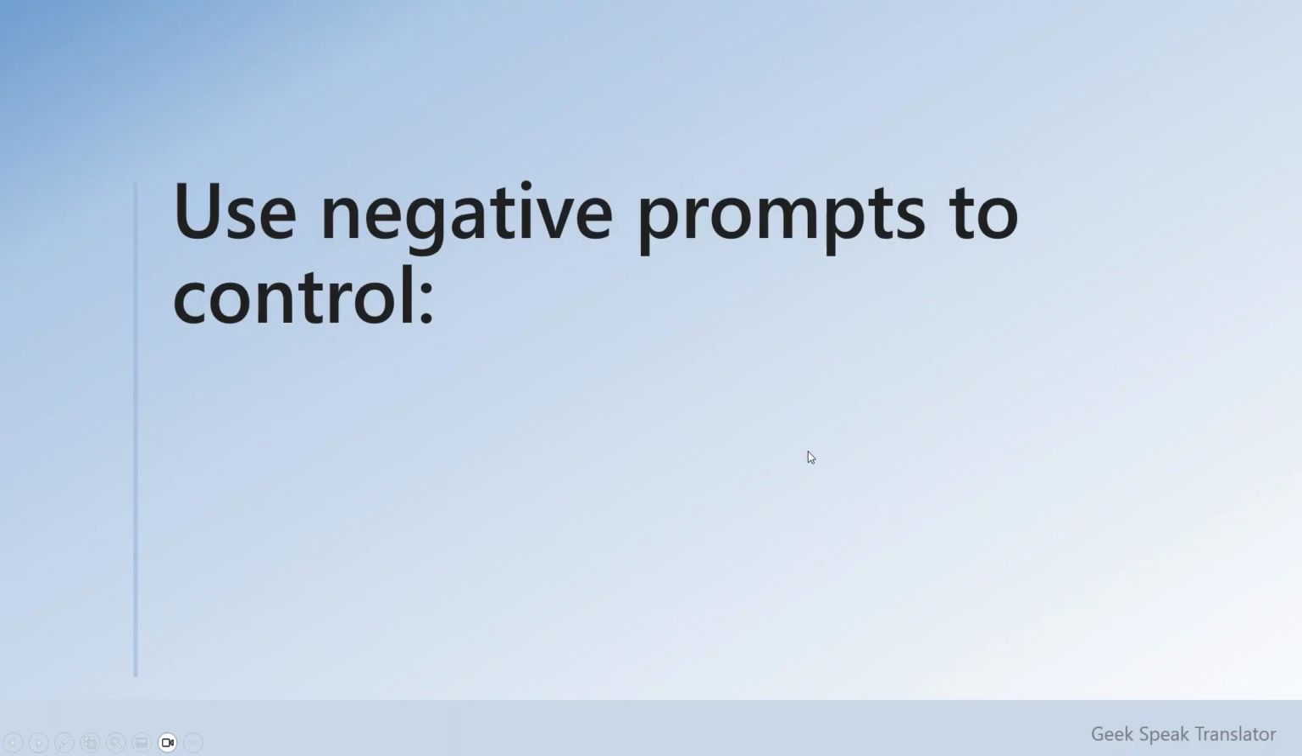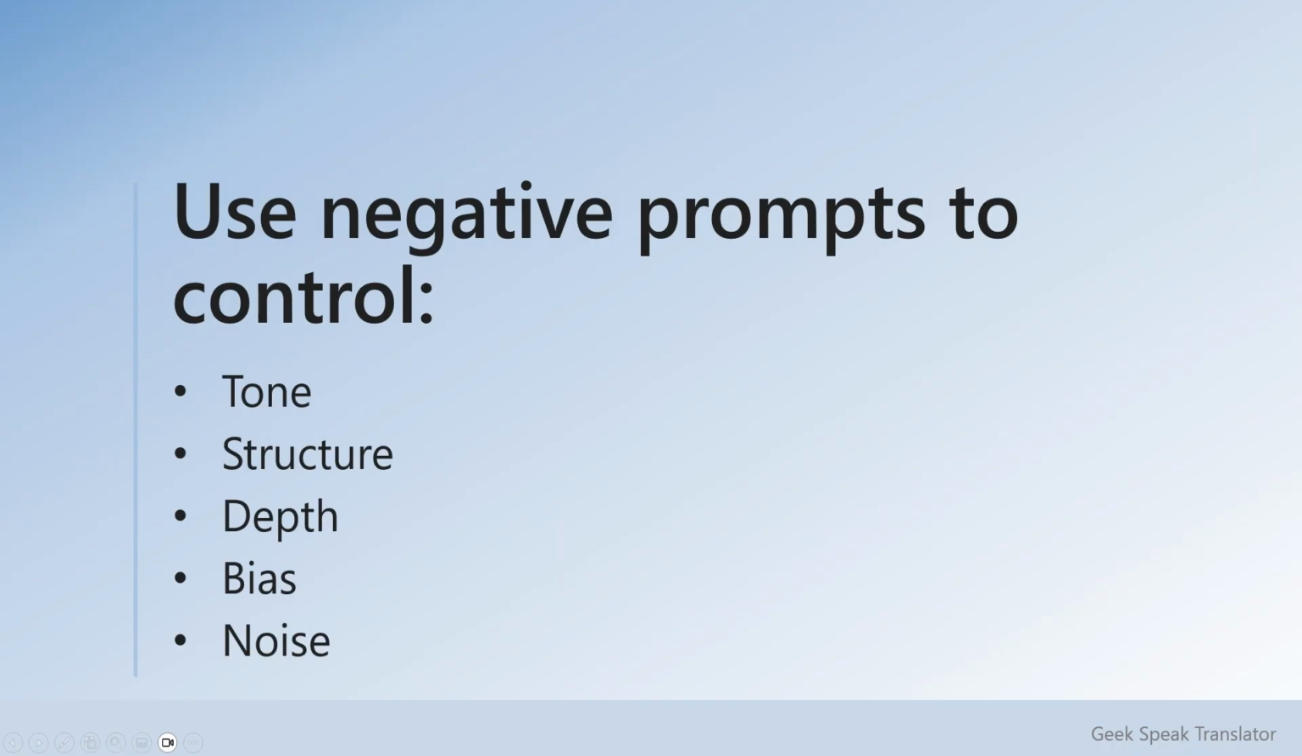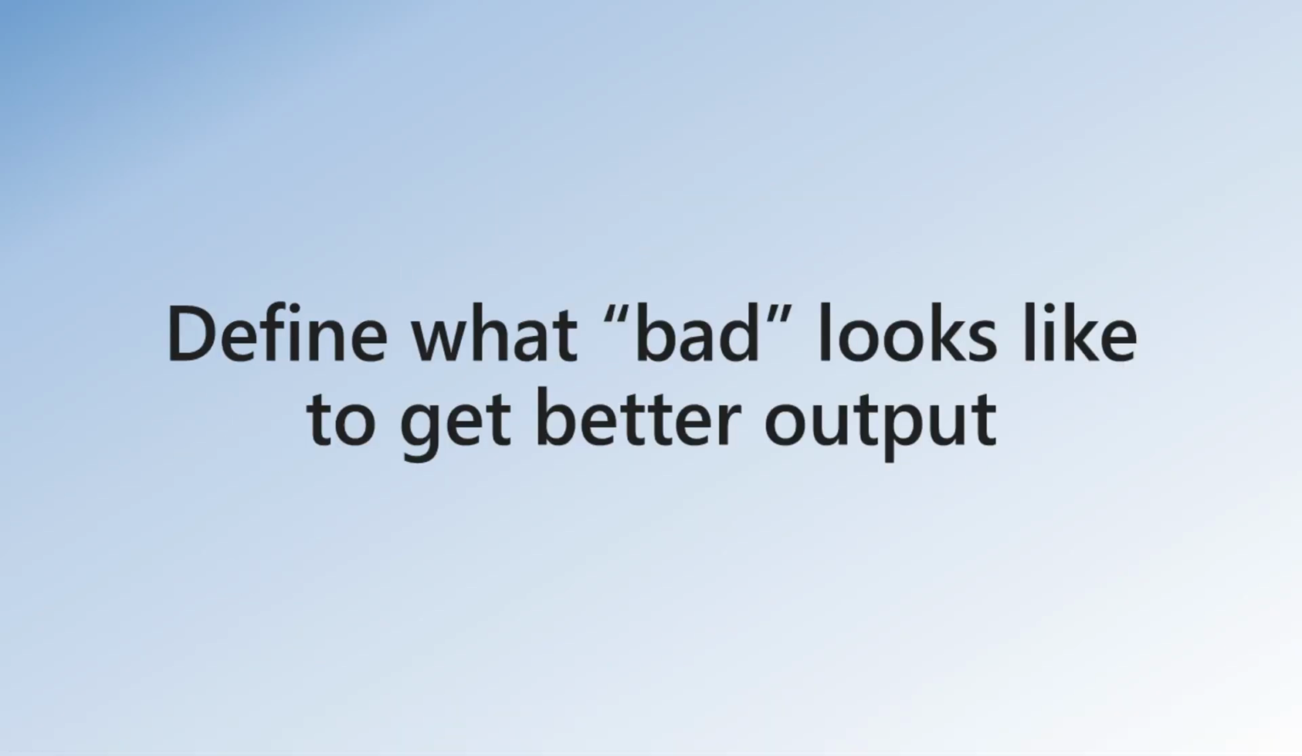You can use negative prompts to control more than tone. You can shape structure, depth, bias, and even how much unnecessary content AI often adds. This works because you're defining what bad output looks like. This way, AI can move toward better.